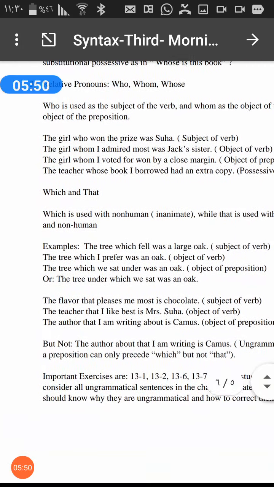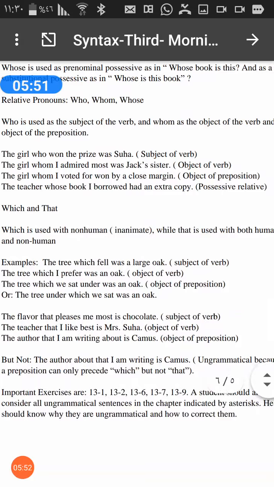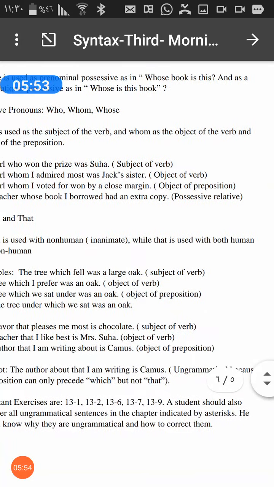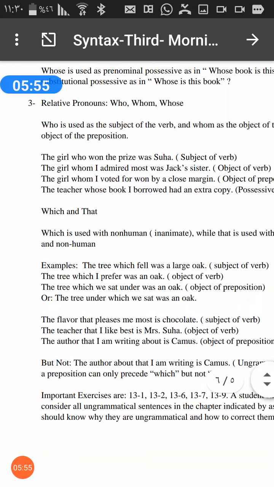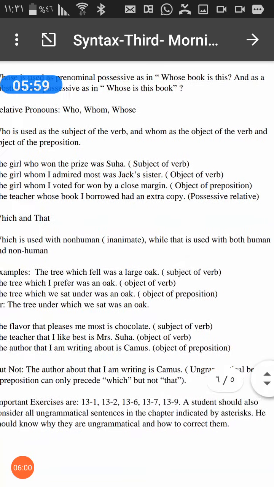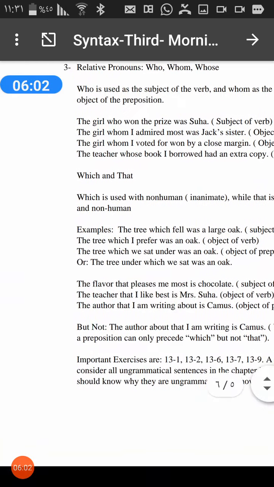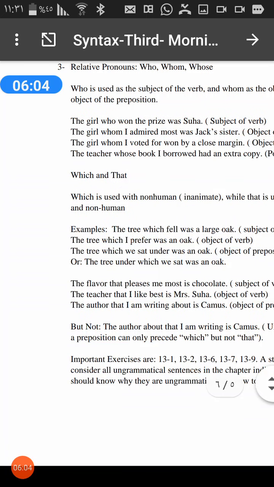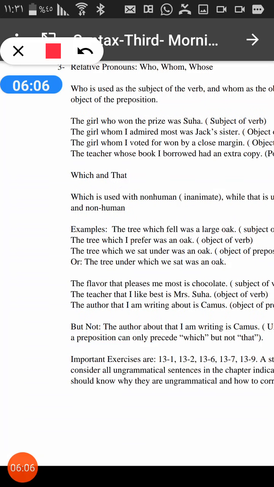And the last example, the teacher whose book I borrowed had an extra copy. Here, whose is used as possessive relative, ضمير تملك. Now we talk about other two relative pronouns.